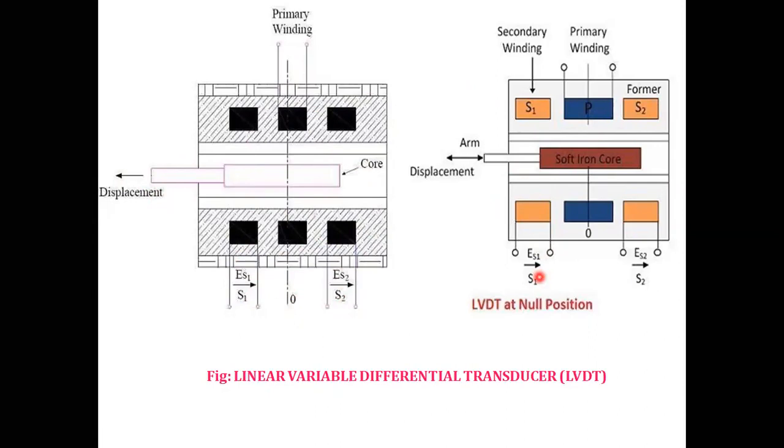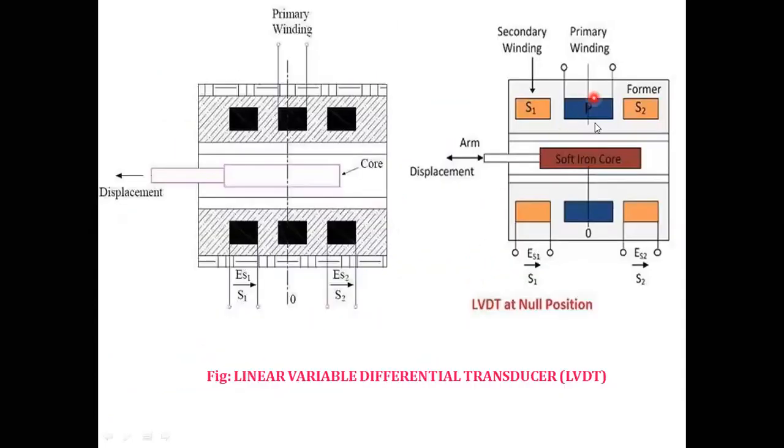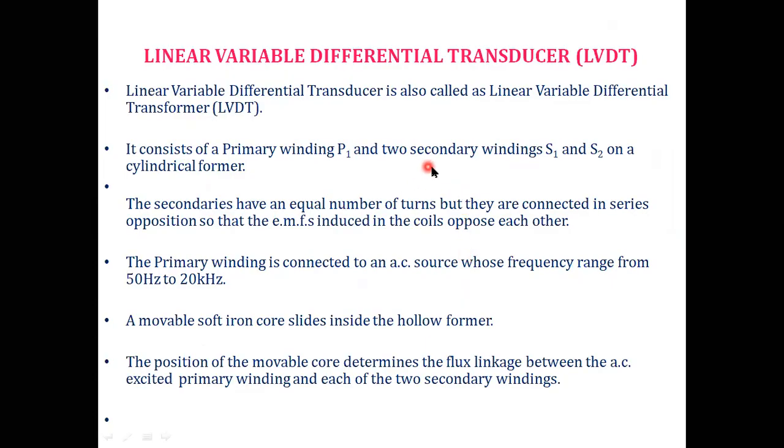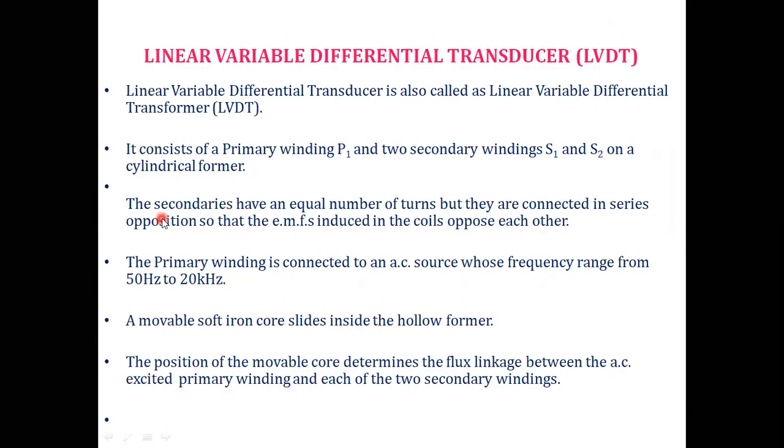Now we will see the theoretical part. It consists of primary winding P1, or P, and two secondary windings S1 and S2 on a cylindrical former. These secondaries have an equal number of turns.